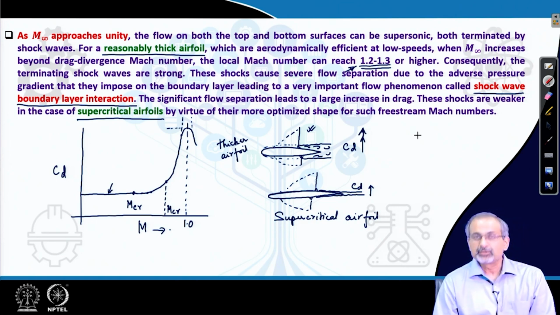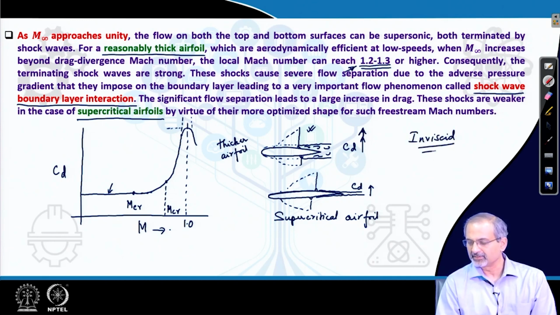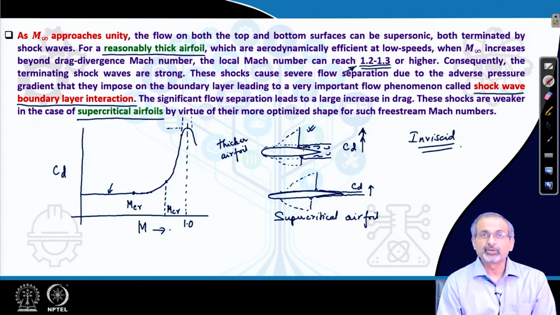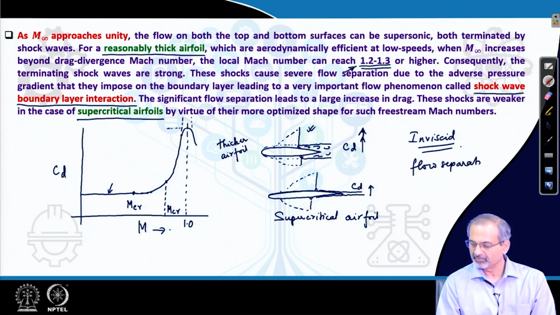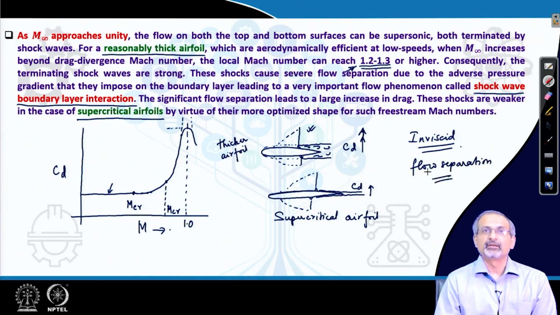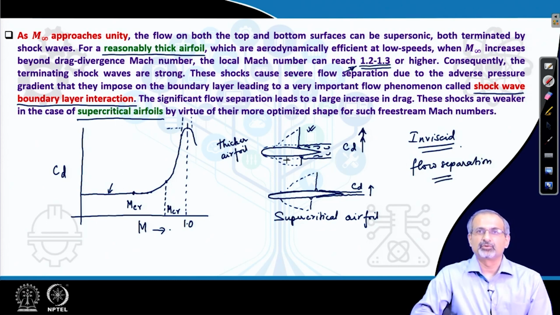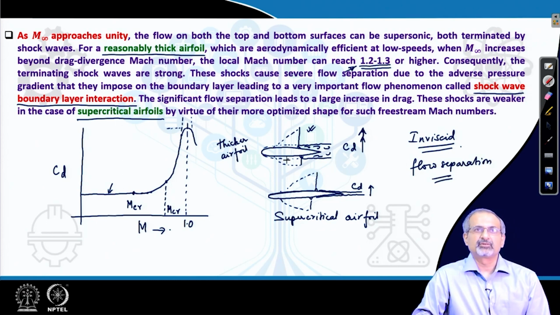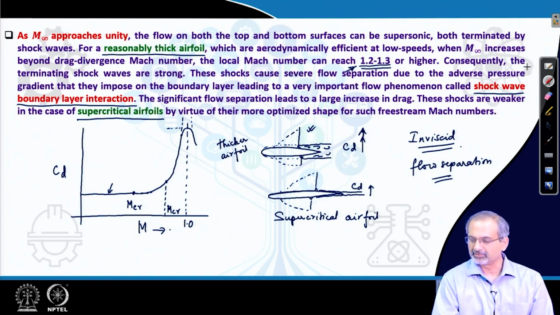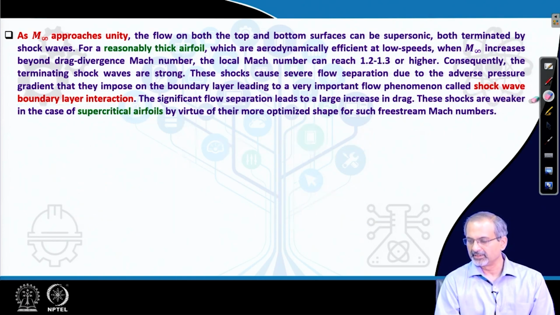Now, if it was a theoretically considered inviscid flow, then there would be no problems with flow separation. But in reality, when the shocks impinge on the viscous region near the wall, that is the boundary layer, there is something called the shock wave boundary layer interaction, which we have mentioned over here. That is a complex phenomenon, but that is a reality, and that has to be faced and managed well. So, let us very briefly discuss that.